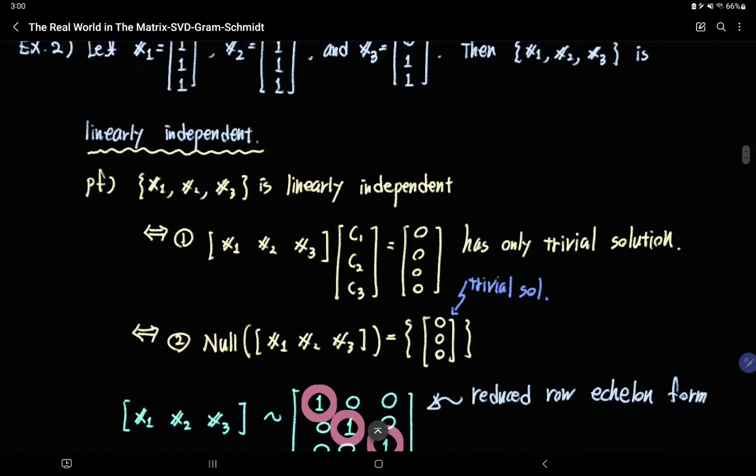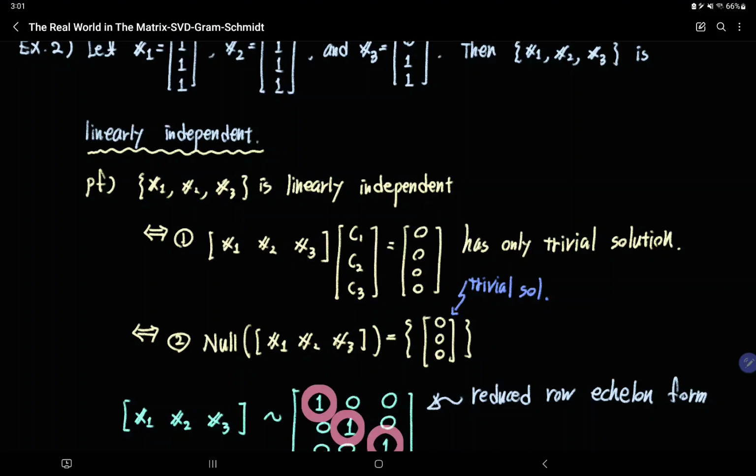It means that, when you write the vector matrix equation, let's say this is a matrix, x1, x2, x3 as columns, so this is going to be a 4 by 3 matrix times the unknown vector c1, c2, c3 equal to 0. So that set x1, x2, x3 is linearly independent. It means that the matrix equation A times c, the unknown vector, equal to 0, has only the trivial solution. Trivial solution means the 0 vector. So the null space of that matrix A must be equal to the set of only the 0 vector. Okay, so then what?